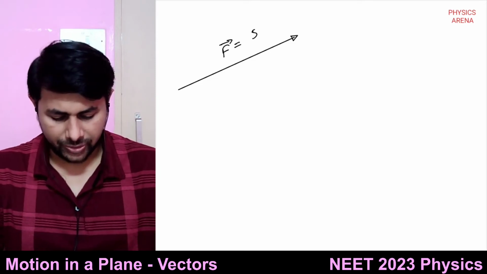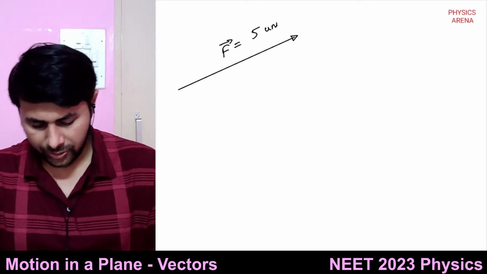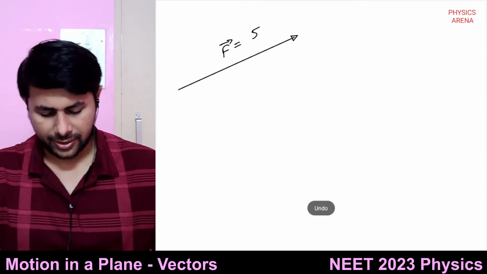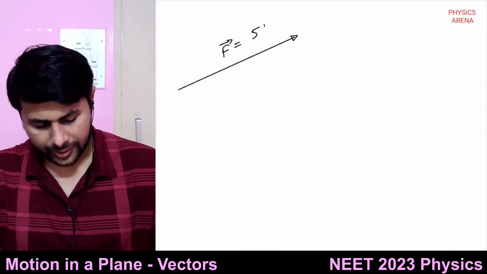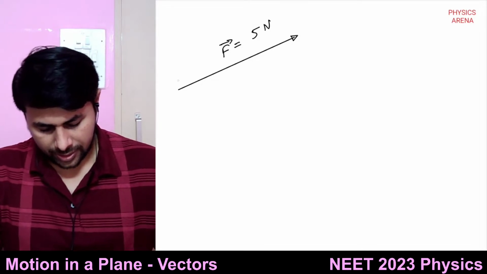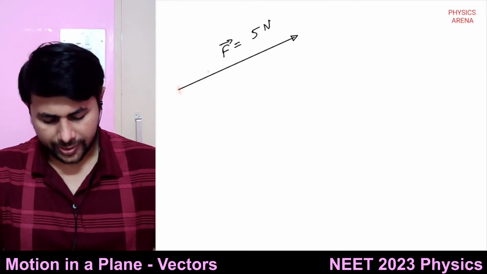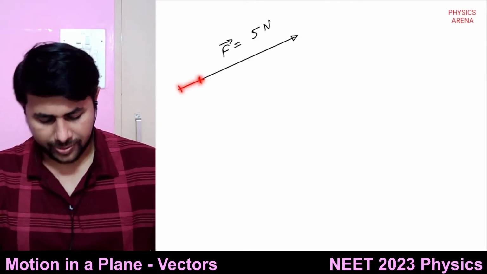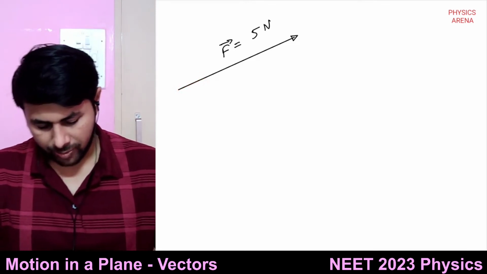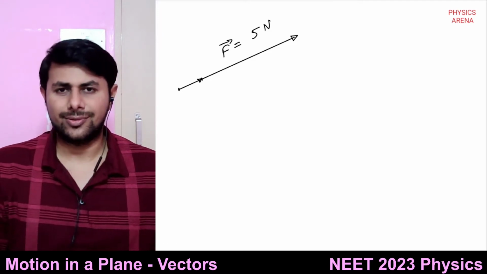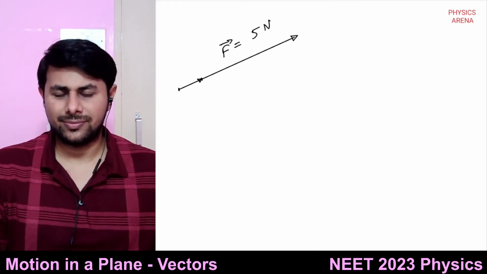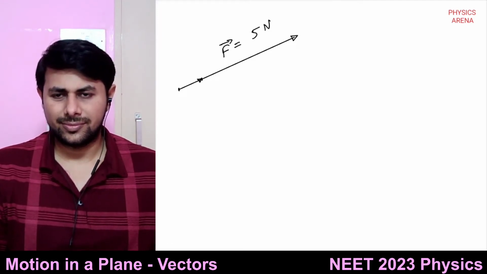Now let's suppose this is 5 units. What is the unit of force? It's Newton. So let's suppose this is a force of 5 Newton. If I take 1/5 of the length of this arrow, how much will be the force? 1 Newton, right?